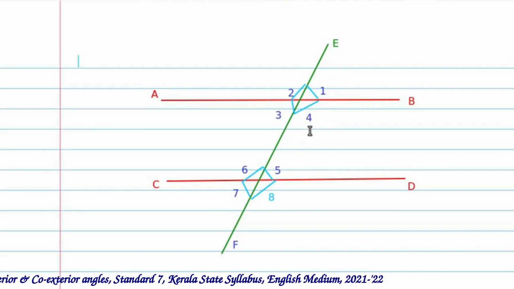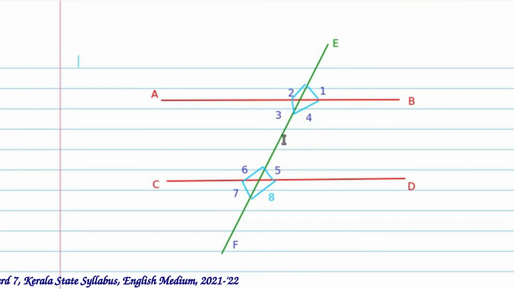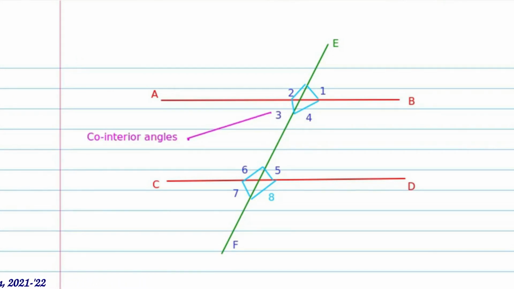So here I can say angles 4 and 5 are co-interior angles. Just like that, 3 and 6, these 2 are co-interior angles. This 3 and this 6, then 4, and next one is 5. These angles are co-interior angles.